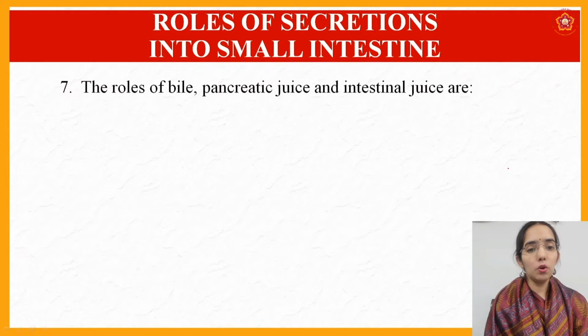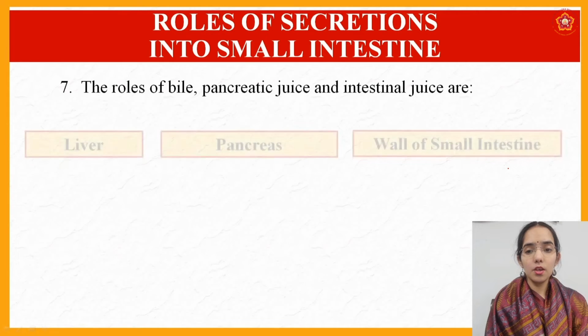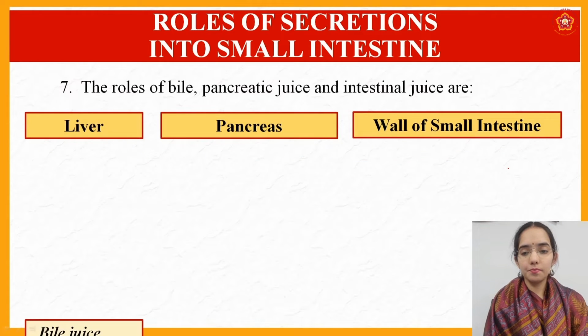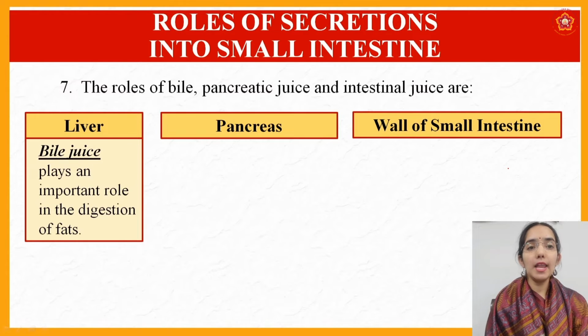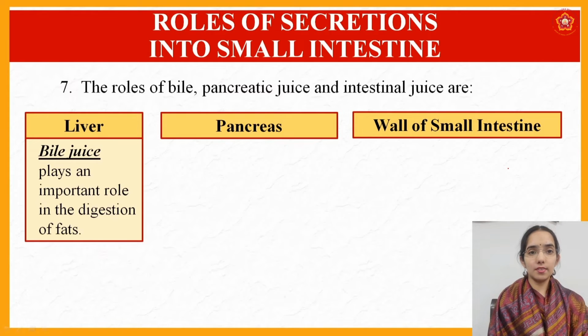Now, let's have a look at the roles of these secretions. What are their roles? So, firstly, the liver. We know that the liver secretes bile juice, and the role of it is to digest fats. So bile helps in the digestion of fats in our small intestine.